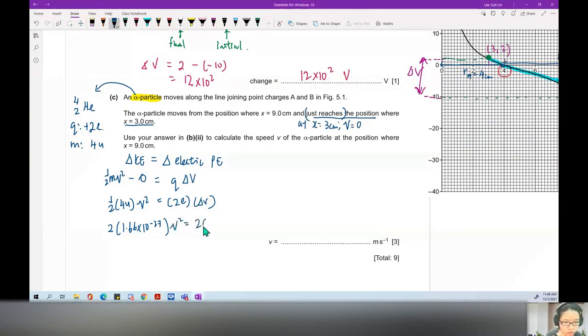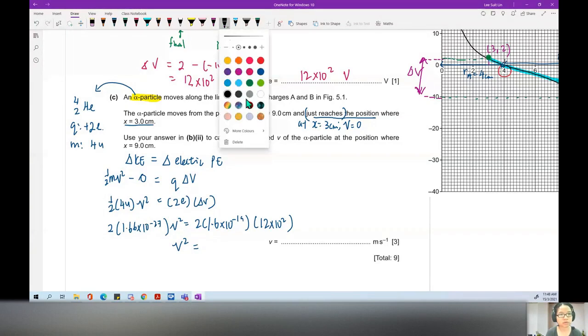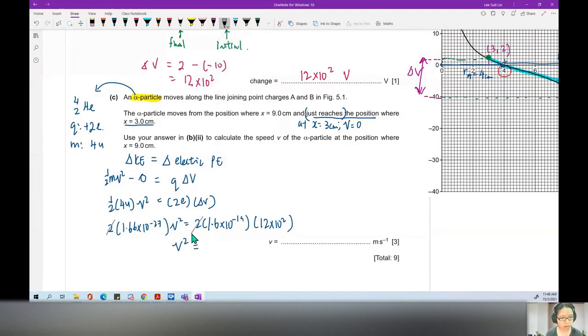Okay, V square is 2 times 1.6 times 10 to the power negative 19. Delta V calculated already, 12 times 10 to the power of 2. Can find V square level. In fact, the 2 and 2 can go away also. Very nice, very nice. This is good. So this 2 and 2 can bye-bye. And then I'll just stick 1.6 negative 19 times 12.